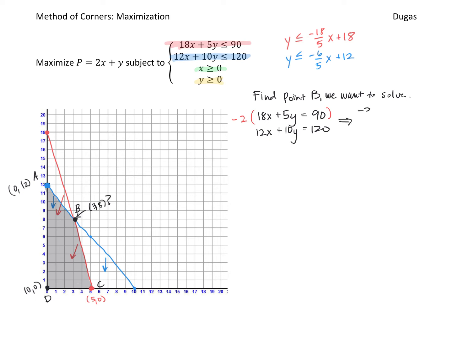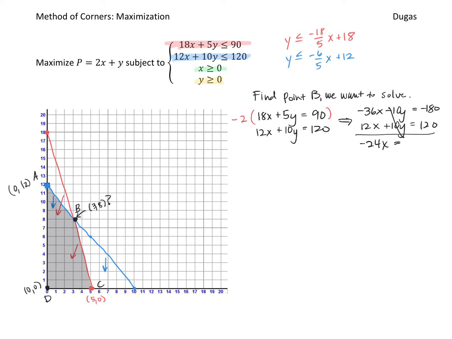So this is going to give me a -36x minus 10y is equal to a -180. In the second equation, I'm not changing. And you'll see that when I add these equations together, the y values cancel. I have -10y and a +10y. So since those are opposites, they cross out, and then I'm going to combine the rest of it. So -36x plus 12x is -24x.